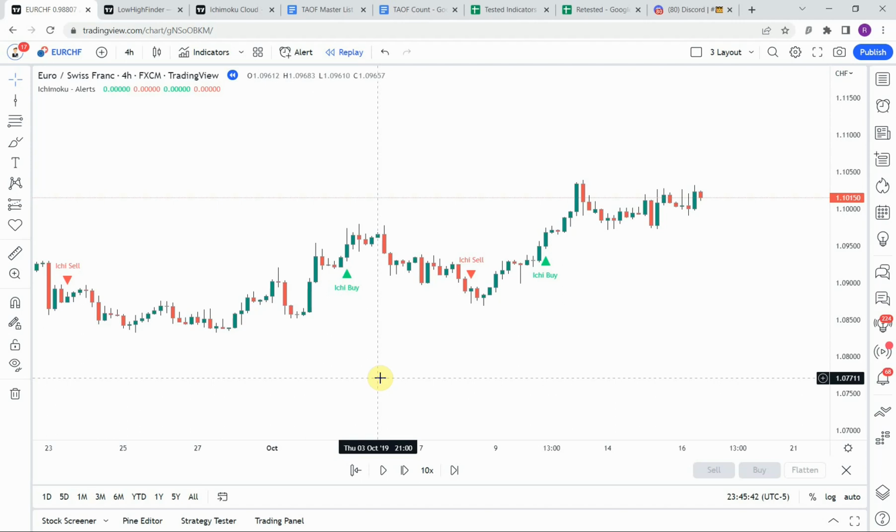Today we will be doing an advanced testing of the Ichimoku Cloud Indicator.